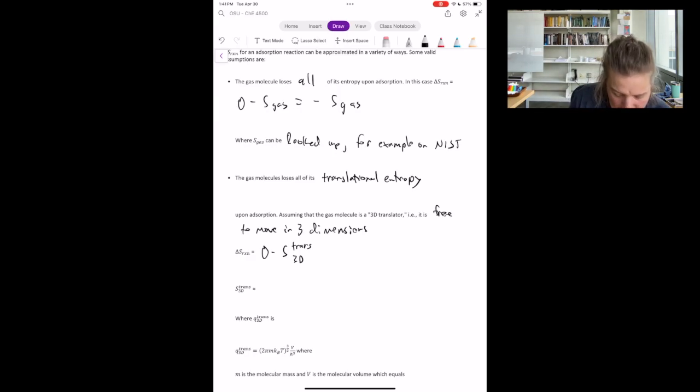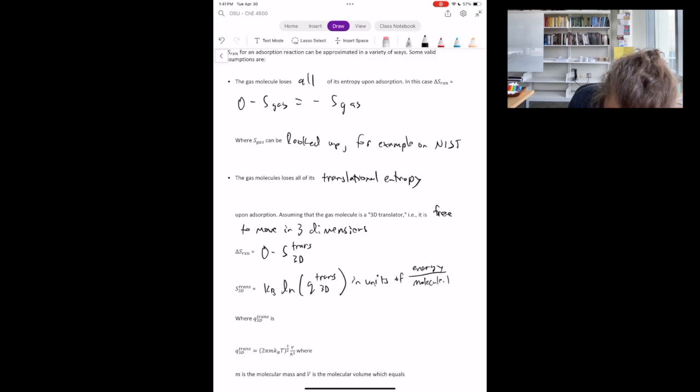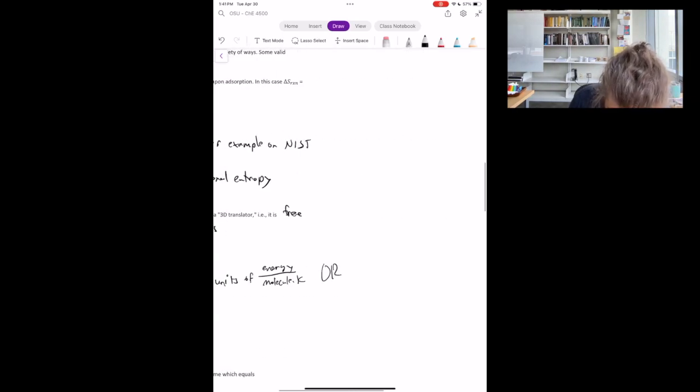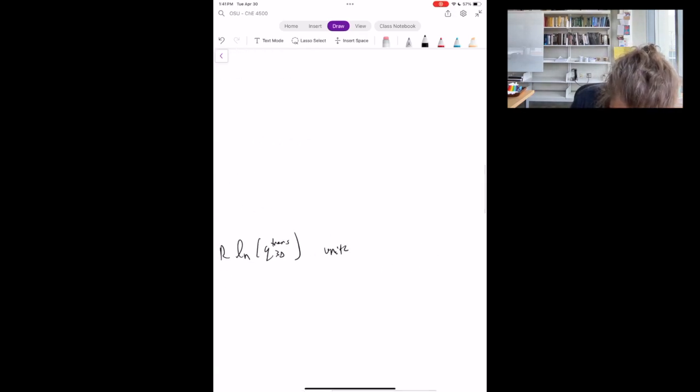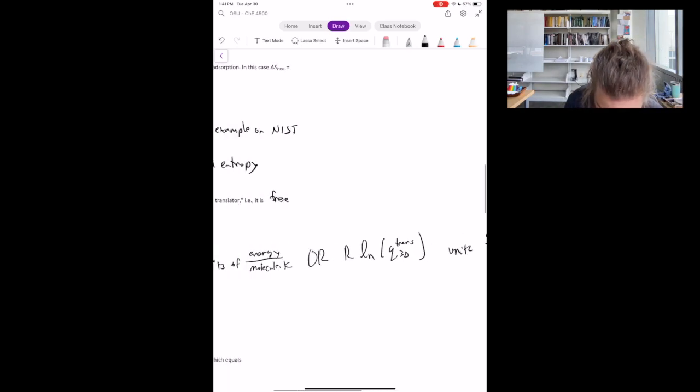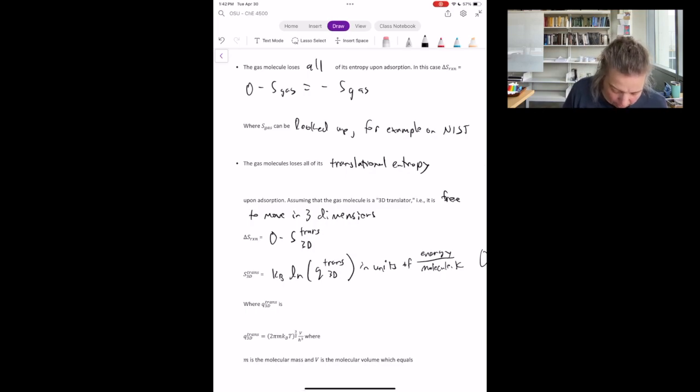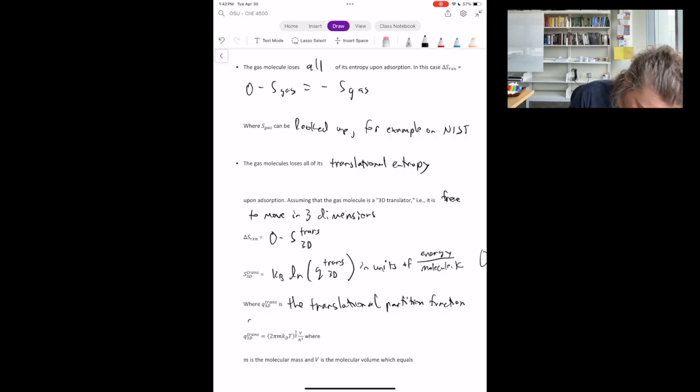The entropy of a 3D translator is equal to the Boltzmann constant times the natural log of the partition function of a 3D translator, and this is going to be in units of energy per molecule per Kelvin, or alternatively, R natural log Q, and that would be units energy per mole Kelvin. Okay, so here Q is the translational partition function, and let's say that it's the translational partition function of an ideal gas.